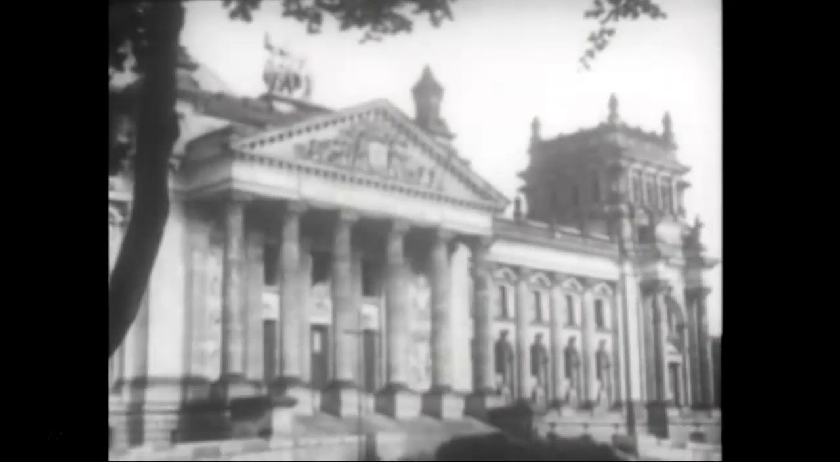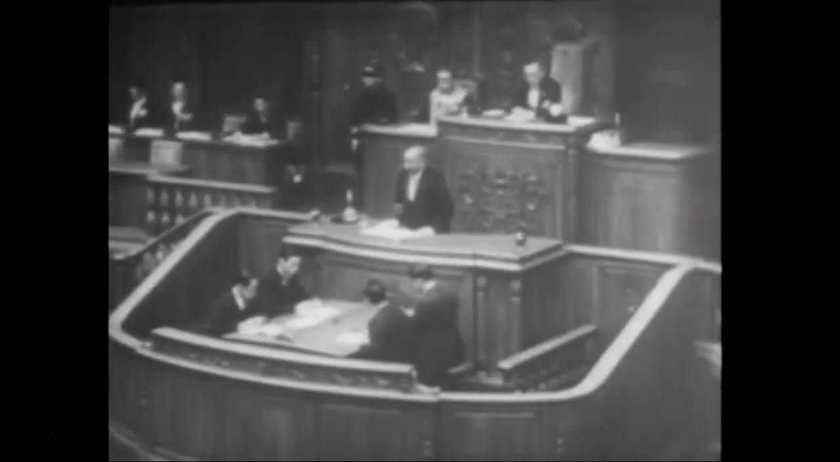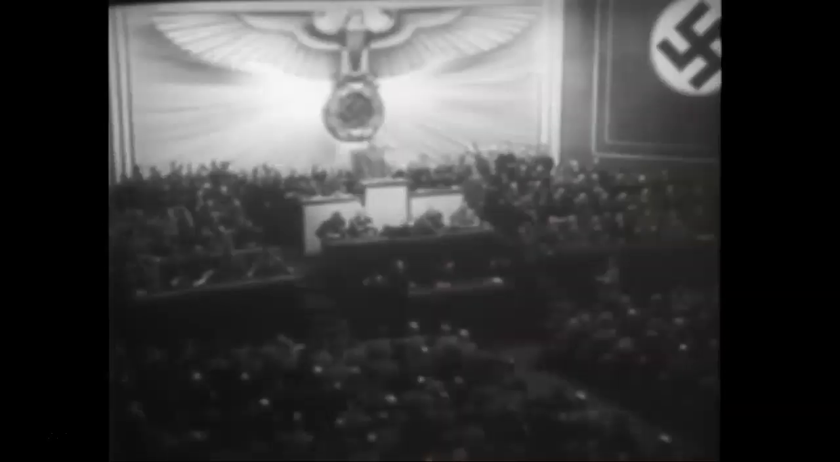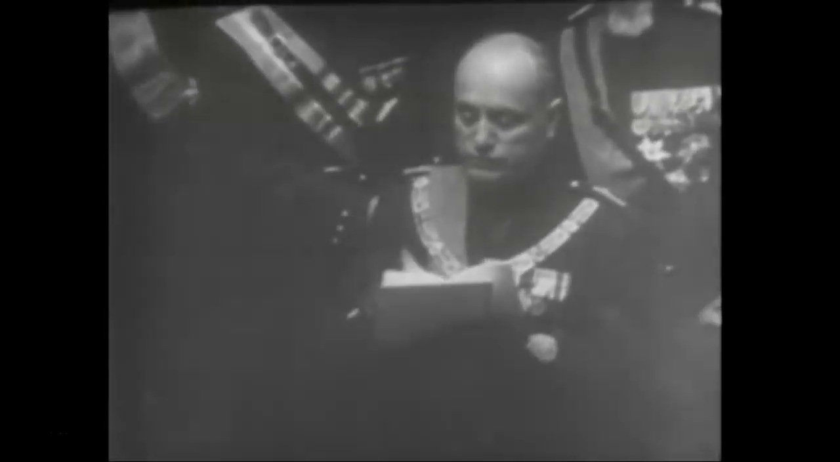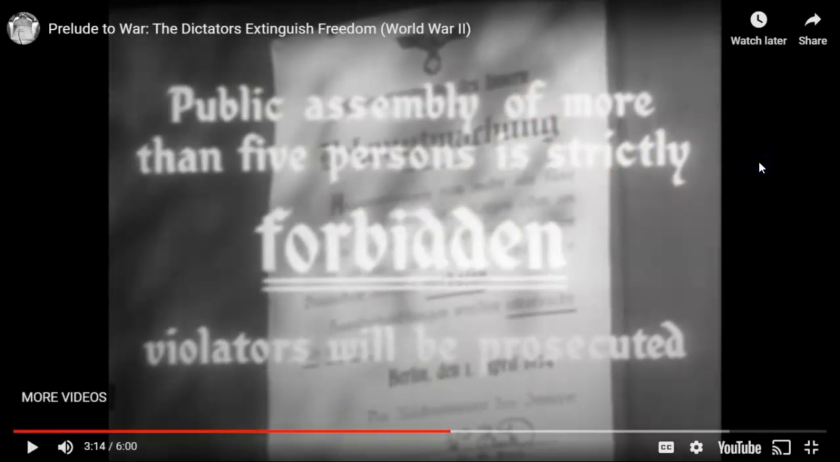Each system was alike in that the constitutional law-making bodies gave up their power. The Reichstag in Berlin, the House of Deputies in Rome, the Diet in Tokyo. And these elected representatives became collections of stooges, rubber stamp organizations. Applauding on cue the words of the leaders. Each system did away with free speech and free assembly.